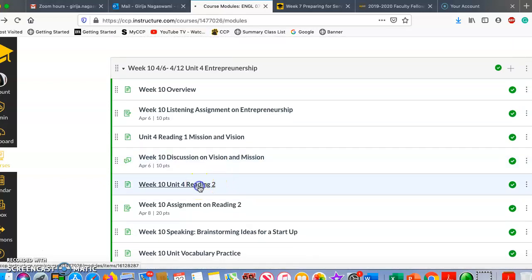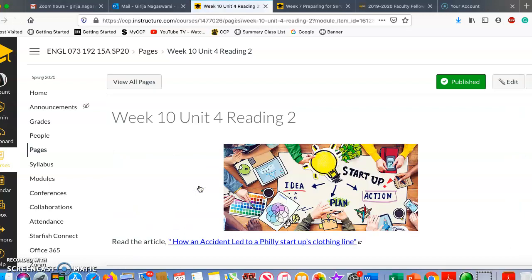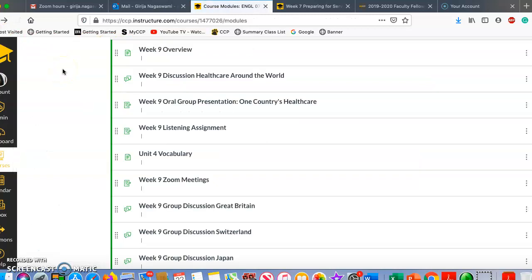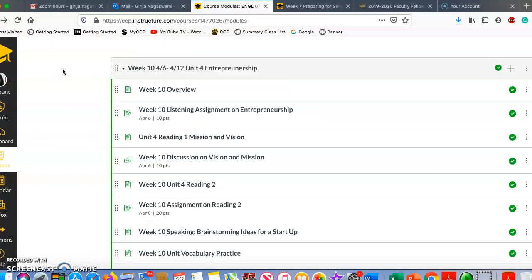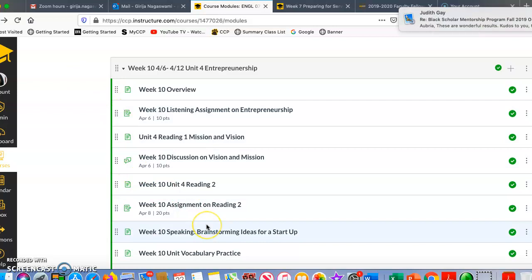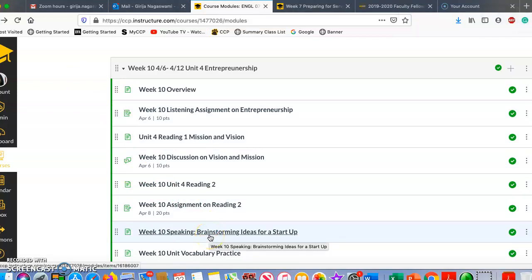Then we found this article in the Philadelphia Inquirer, about a person who had an accident in a lab, and that led her to start up a clothing line to protect women who work in the lab. Her vision is to expand it now to anyone who works in a lab. They read about that, and then they had to start brainstorming ideas for their own startup business.